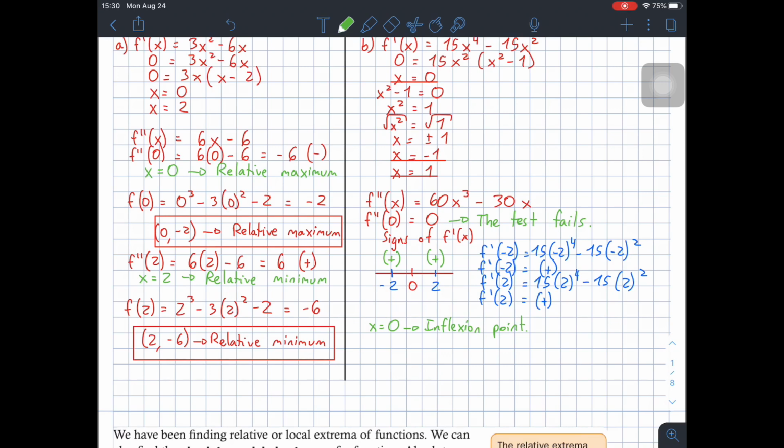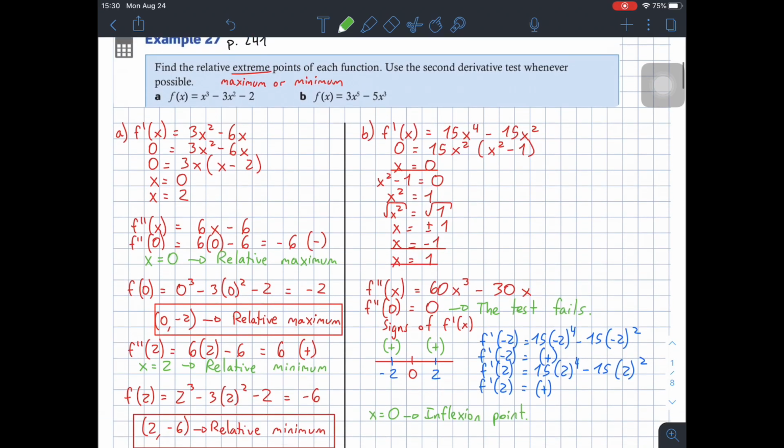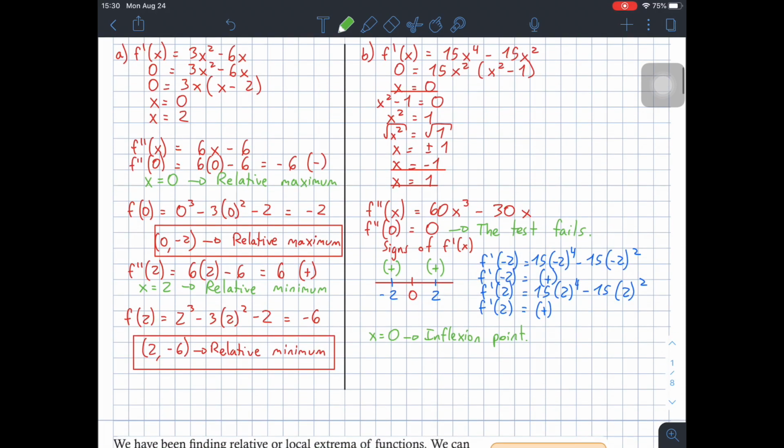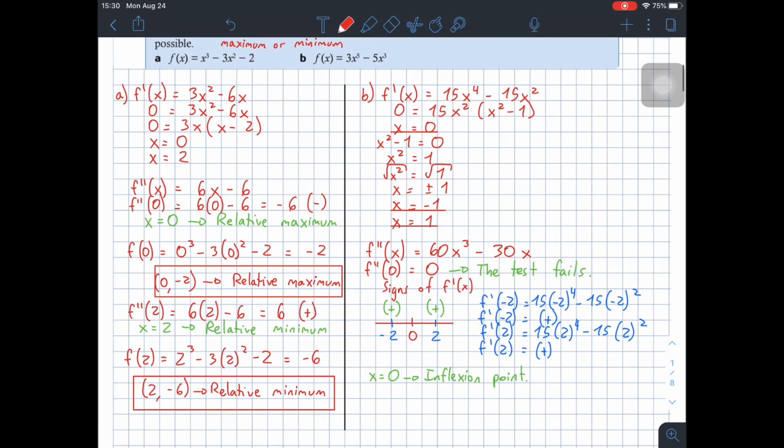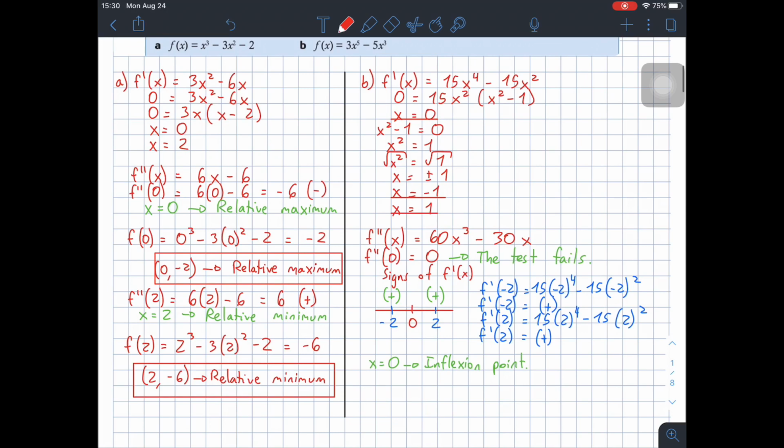Okay, so now we need to analyze what's happening with the other two critical numbers, which are -1 and 1. So we're going to apply our second derivative test, which says that if I evaluate the second derivative for x equals -1, first of all, this would be 60 times -1 cubed minus 30 times -1. And this gives us -30.